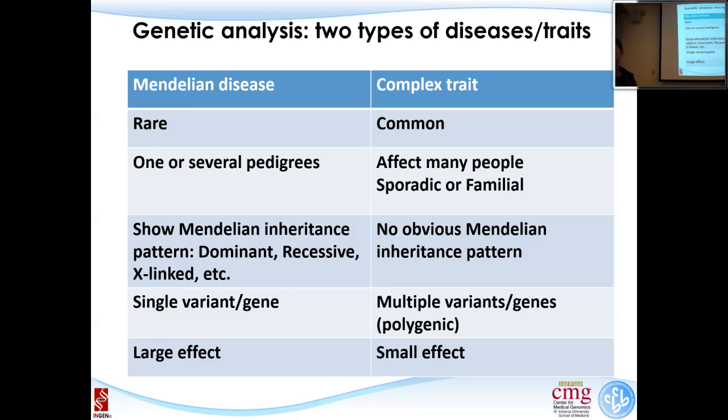A complex trait is common, it affects many people, and it could be sporadic. It can also run in families, but if it does, you cannot see an obvious Mendelian inheritance pattern. Probably you have a large pedigree where maybe one or two people have the disease, and everybody else is totally fine. That is caused by multiple variants or genes, and usually we call this phenomenon polygenic. Because it's caused by multiple variants, each variant has a small effect.